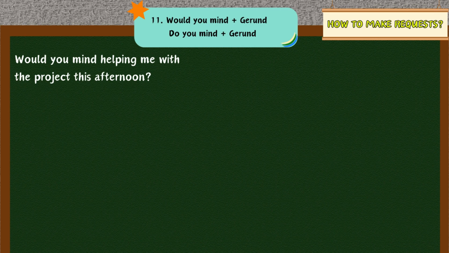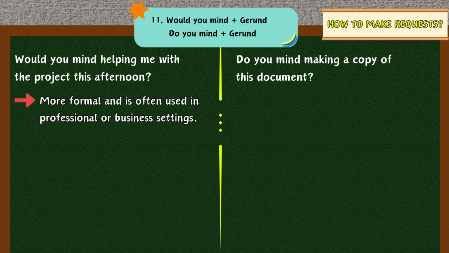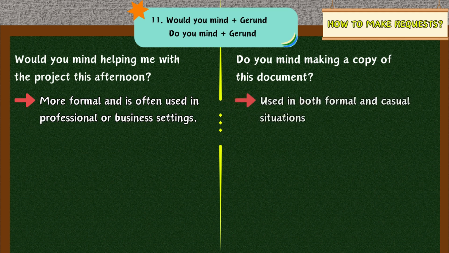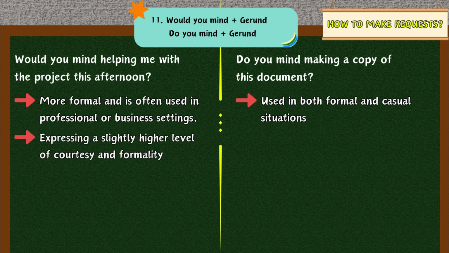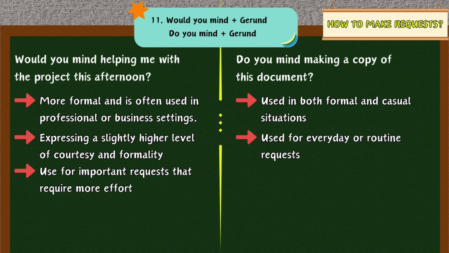Compare to: do you mind making a copy of this document? Would you mind is considered slightly more formal and is often used in professional or business settings. Do you mind is versatile and can be used in both formal and casual situations. Would you mind may be perceived as expressing a slightly higher level of courtesy and formality. Would you mind is often used for more significant requests or those that may require more effort. Do you mind can be used for everyday or routine requests.